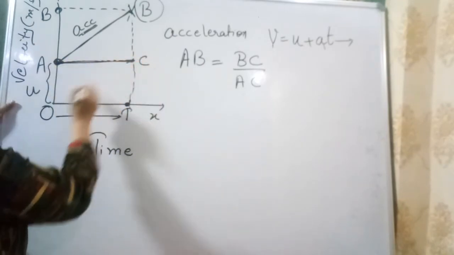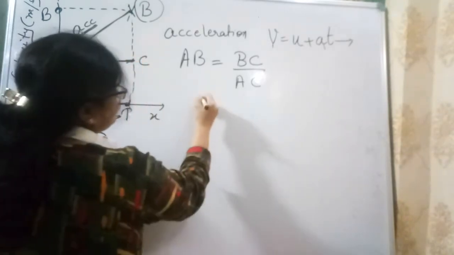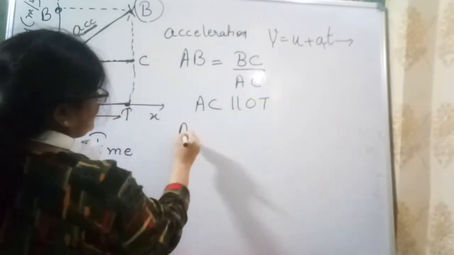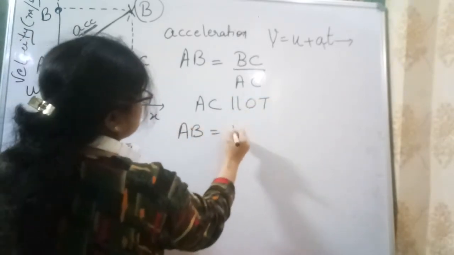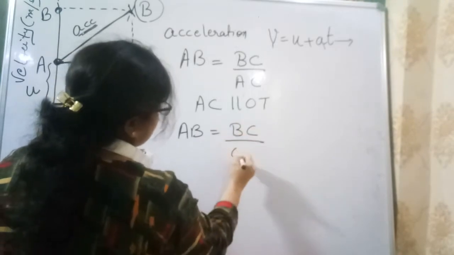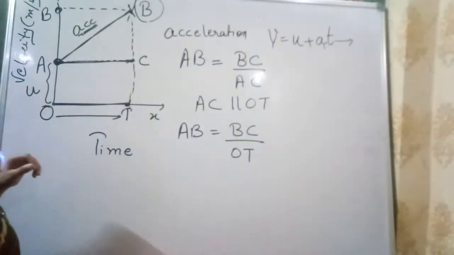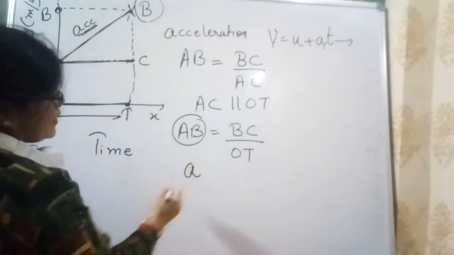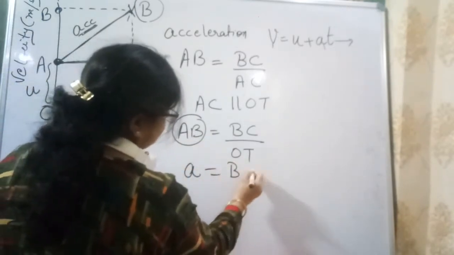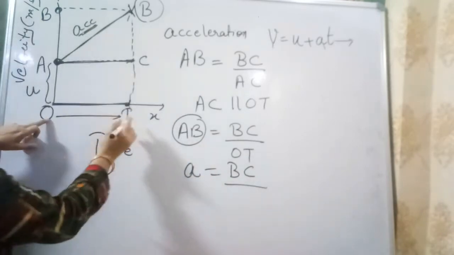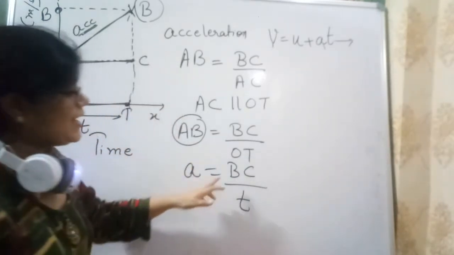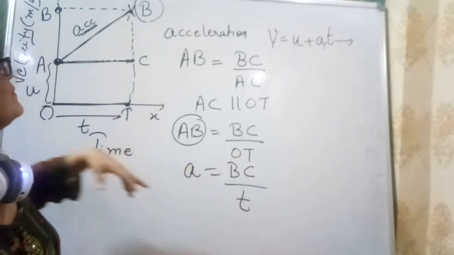Now what is AC? AC is parallel to OT. That's why AB is equal to BC over OT. Clear? Now what is AB? AB means A. I don't know BC, and OT is the time T. We have T here. Now we have to find the value of BC.